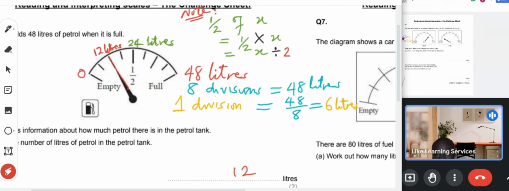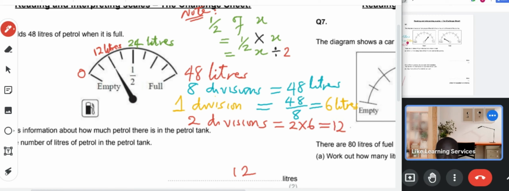And how many divisions do we have where you have the mark? Where you have the pointer, how many divisions? 2, isn't it? Okay, 2. So 2 divisions is equal to 2 times 6, which is 12 liters. You can use that method too.